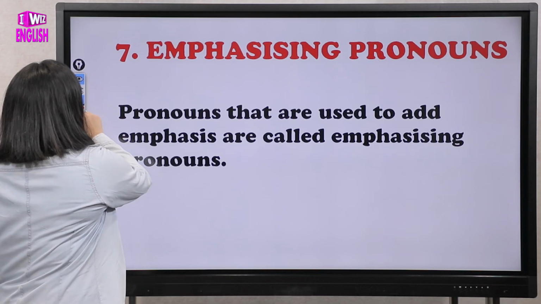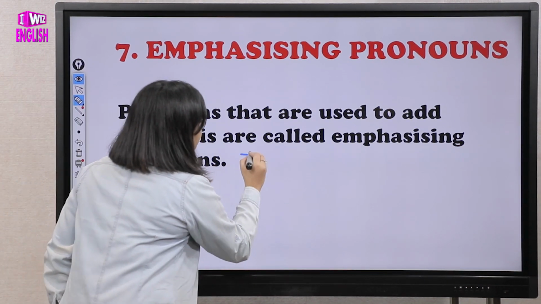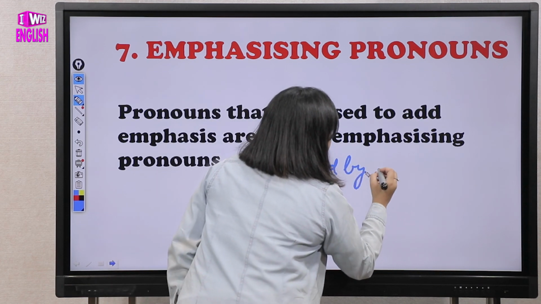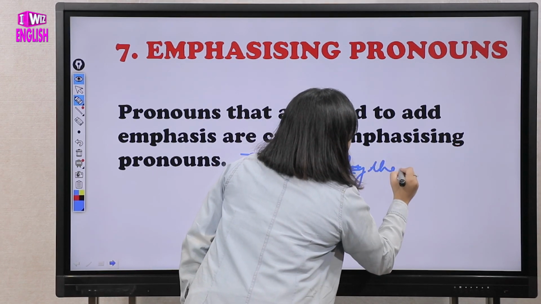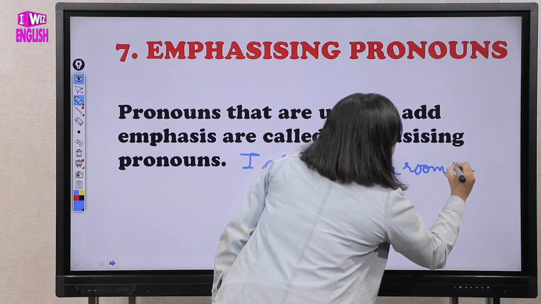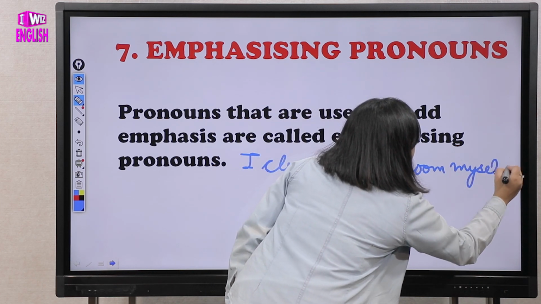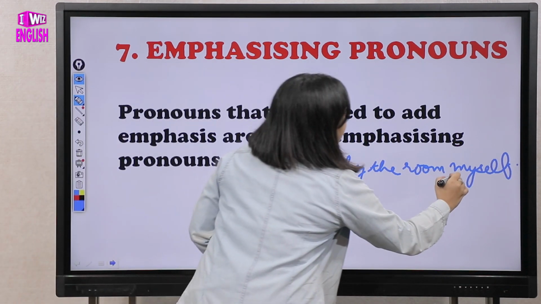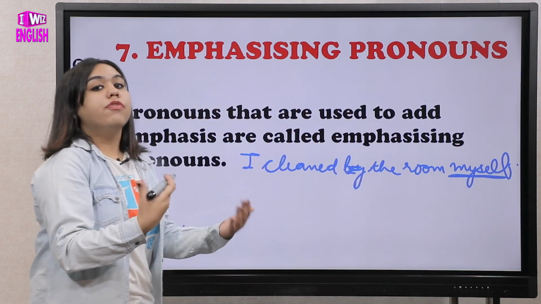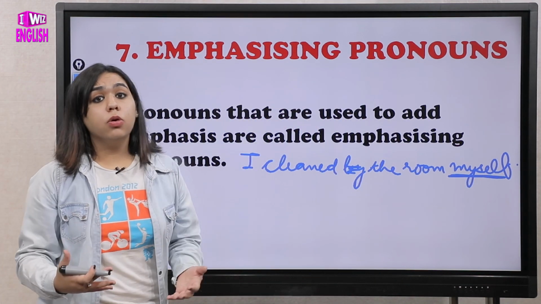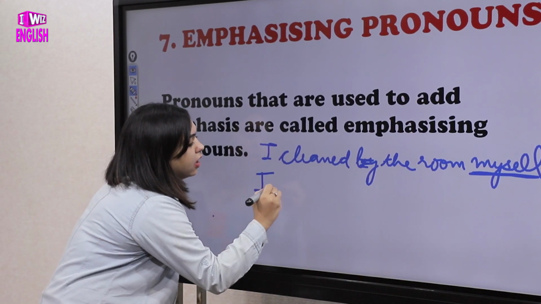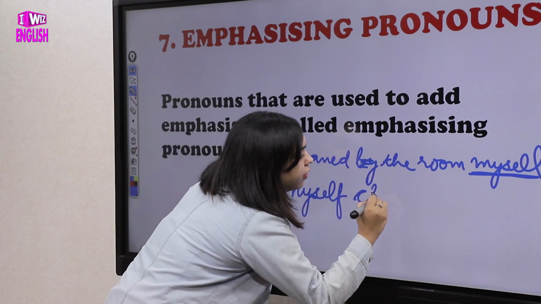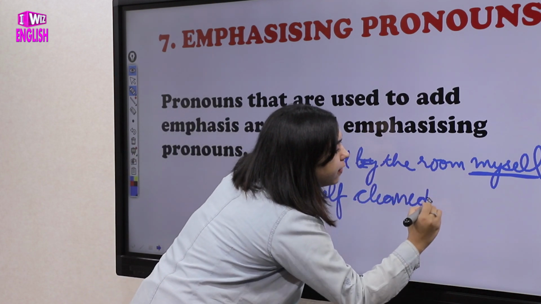For example, if I told you that I cleaned the room myself. This was the example, if you remember, I gave you earlier. Now here, myself was the reflexive pronoun because I was reflecting it. But if I play with the words and I say that I, myself, cleaned the room.